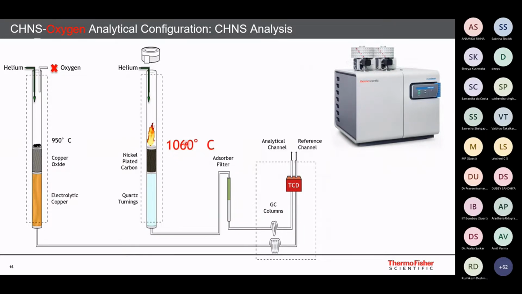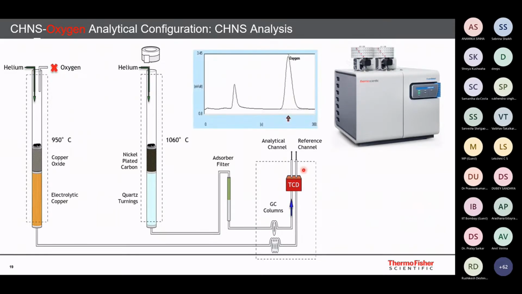At 1060 degrees centigrade, the reaction goes on and oxygen is converted into CO. Then nitrogen and CO both go to the GC column, and we see two peaks: the first is the nitrogen peak and the other is the oxygen peak. If nitrogen is not present in your sample, you will see only one peak, which is oxygen.